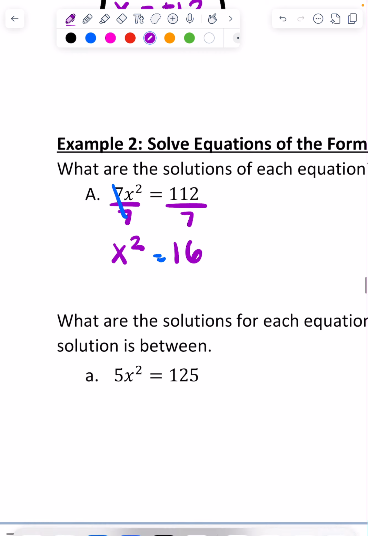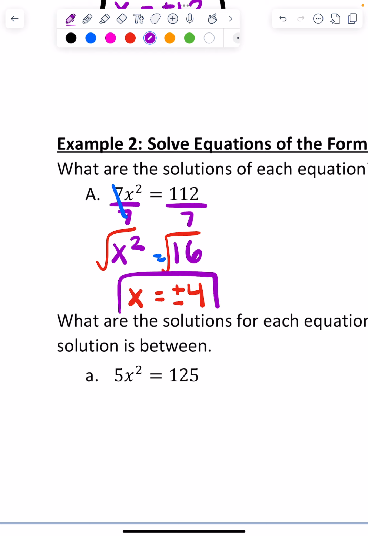Now that x squared is isolated, which we have to do first before we can solve for x, we are ready to take our square root on both sides. The square root of 16, this is another perfect square. That is positive 4. But anytime we take the square root, we're always going to have two answers, a plus and a minus 4.